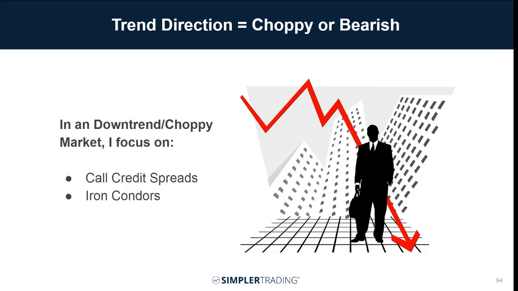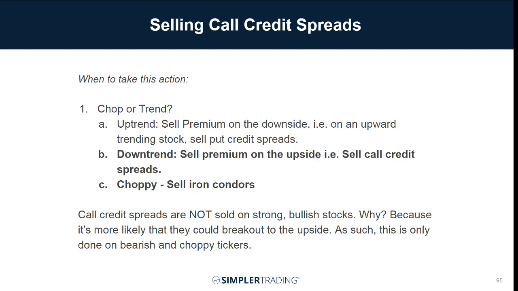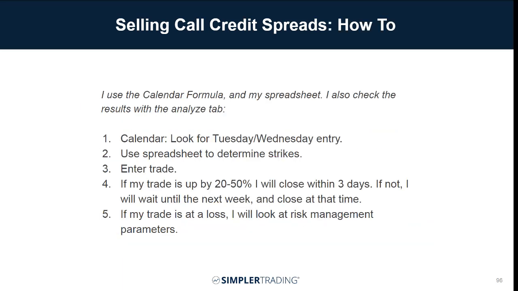In a downtrend or a choppy market, I focus on call credit spreads and iron condors. So let's talk about selling the call credit spreads. Well, it's good to do this during a downtrend, and you can also couple it with iron condors, or you can pick one of each. Call credit spreads are not to be sold on strong bullish stocks. Why? Well, because it's more likely that these stocks can break out to the upside. As such, this is only done on bearish and choppy tickers.